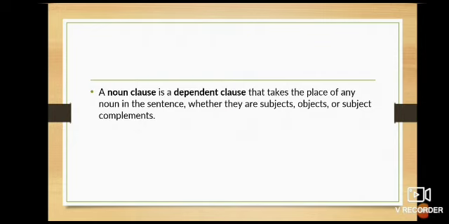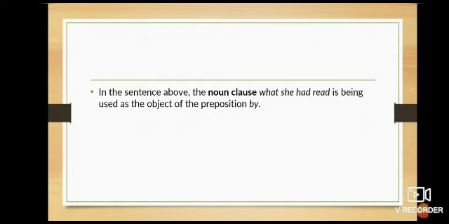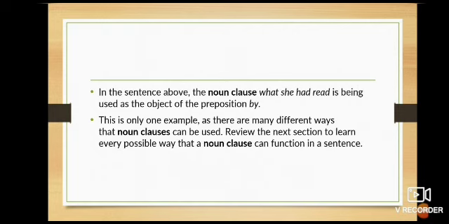A noun clause is a dependent clause that takes the place of any noun in the sentence, whether they are subjects, objects, or subject complement. For example, she was saddened by what she had read. Now, in the sentence above, the noun clause what she had read is being used as the object of the preposition by. This is only one example, as there are many different ways that a noun clause can be used. Review the next section to learn every possible way that a noun clause can function in a sentence.